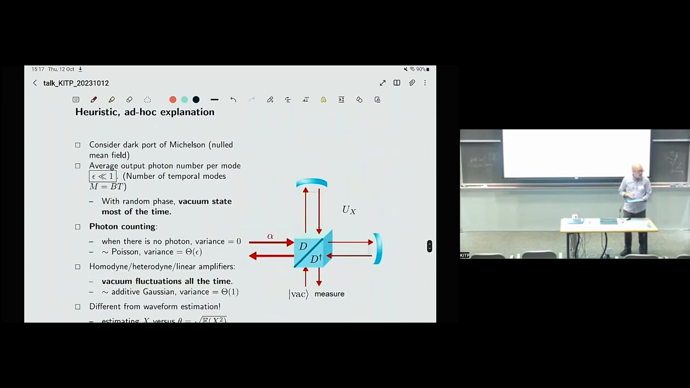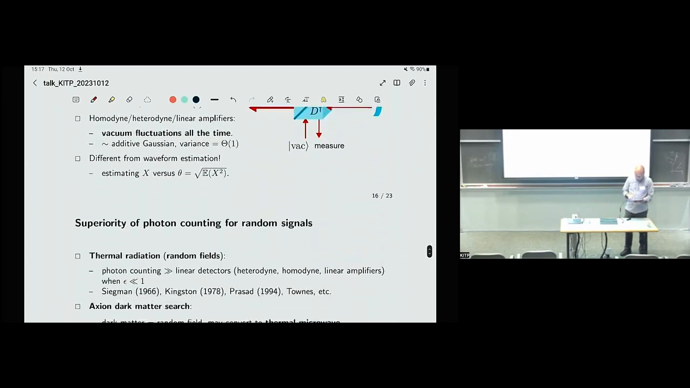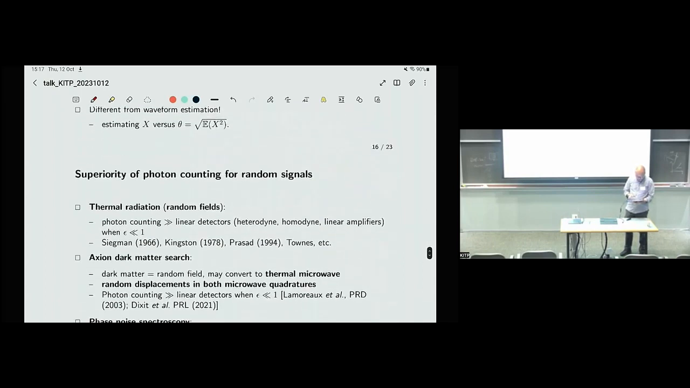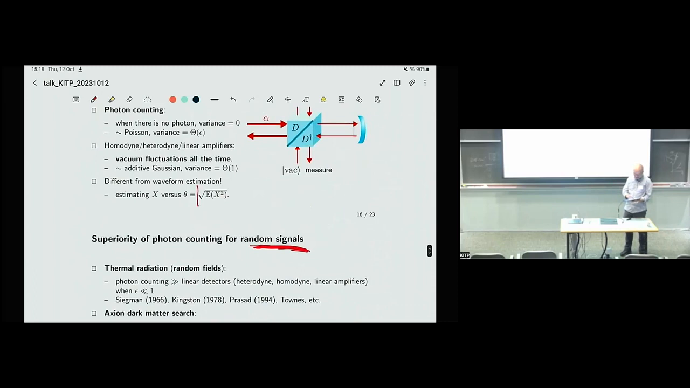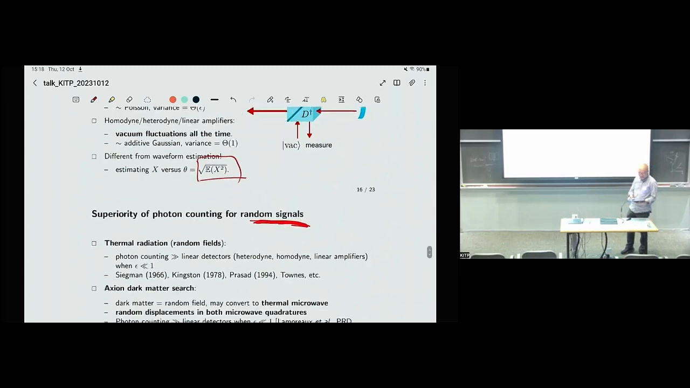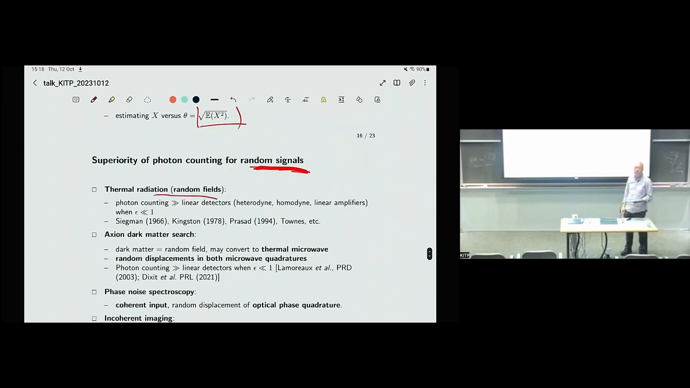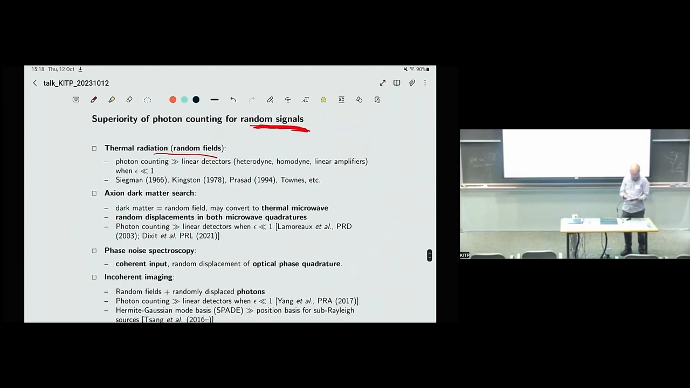Okay, I think I'm running out of time, so instead of talking about the detailed physics, I'll just give you a very rough idea of why this is so much better. It's analogous because we are dealing with random signals and we are interested only in their statistics. We are interested in some kind of parameter, that is its variance on average or its standard deviation on average. So it's very much analogous to all these studies of detection of thermal radiation where you have random fields, or the detection of dark matter through microwave cavity measurements.